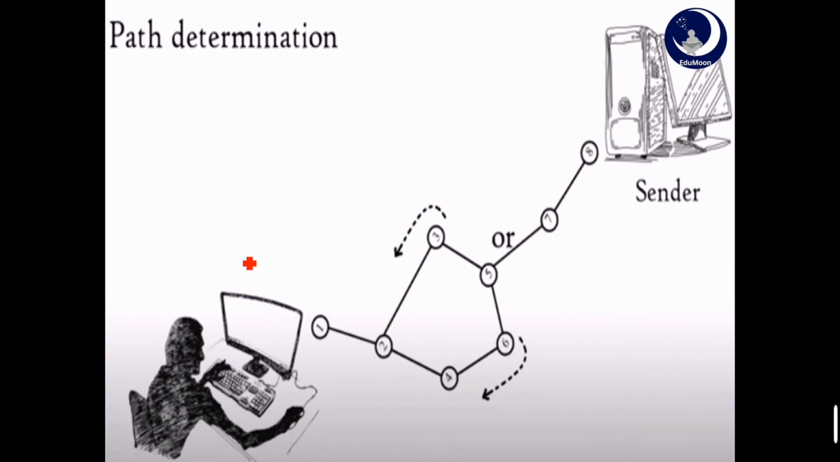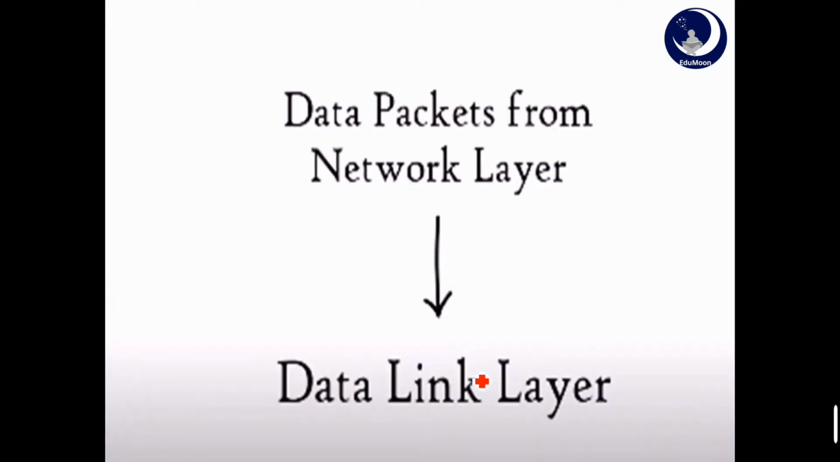And path determination is done by routers, which choose the best path. Like if we want to transmit data from the sender to the receiver, it chooses the best possible path with the low cost.